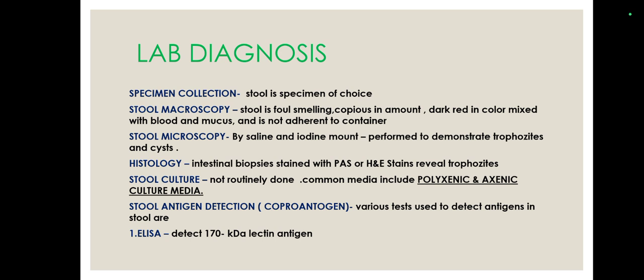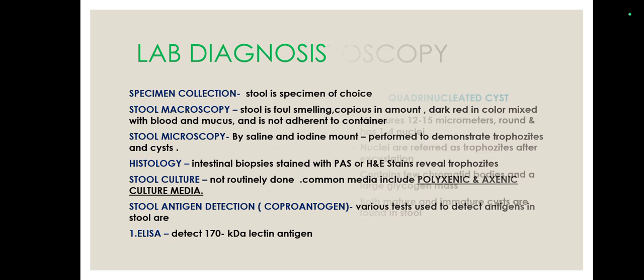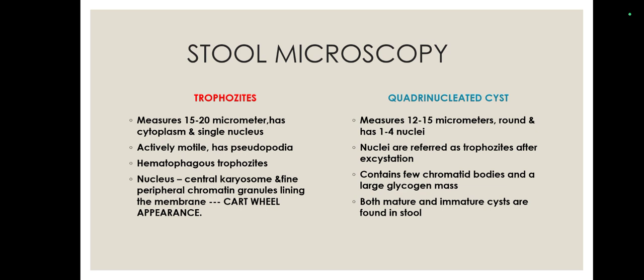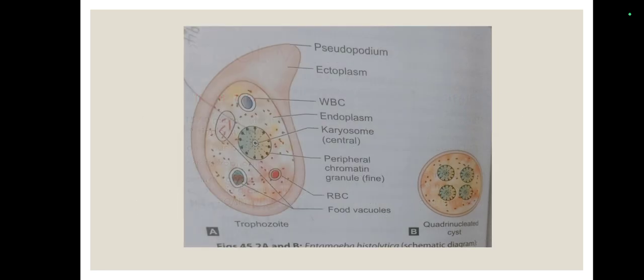Next is stool microscopy. By saline and iodine mount, we can demonstrate the trophozoites and cysts. So trophozoites measure 15 to 20 micrometers. They have a cytoplasm and a single nucleus. The trophozoites are actively motile because of the presence of pseudopodia. And the trophozoites are hematophagous because they ingest the RBCs.